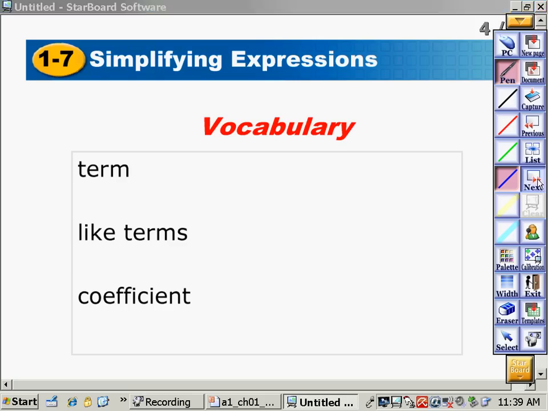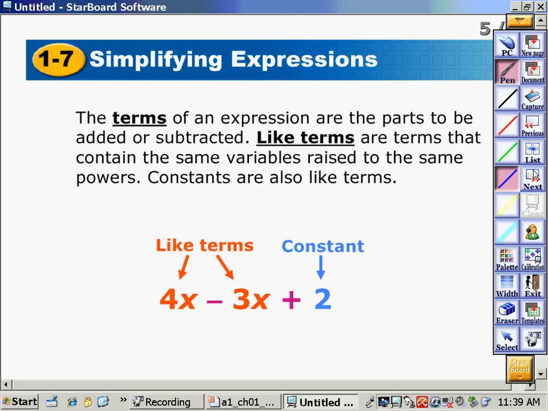Here we go. A term. A term is separated by adding and subtraction signs. As you can see here, there are three terms. We have a 4x, a negative 3x, and a 2.